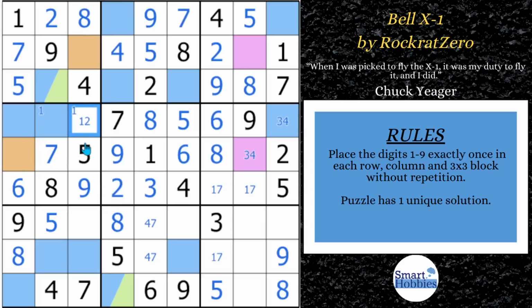RockratZero can be pretty speedy himself. He solves a majority of his puzzles in less than 1 hour. That's quick. Though others may take him hours or even days and weeks to solve.